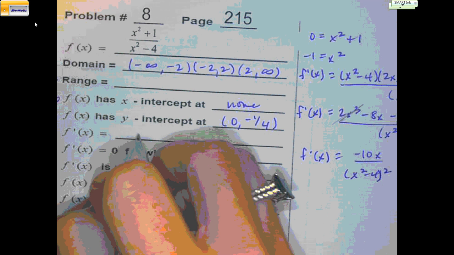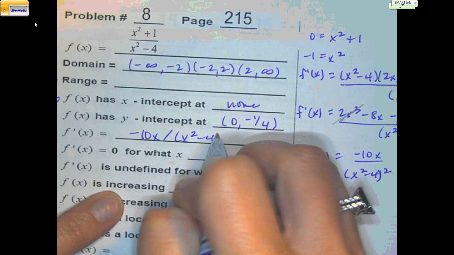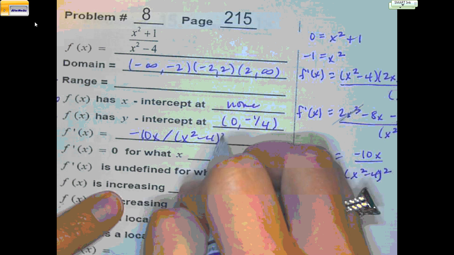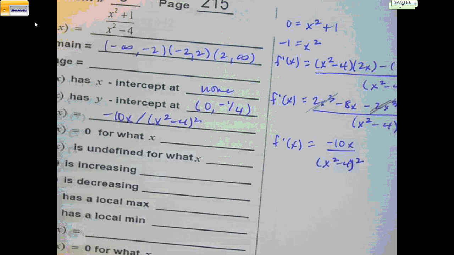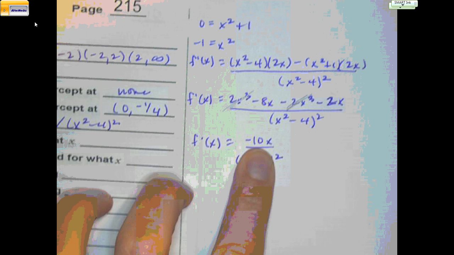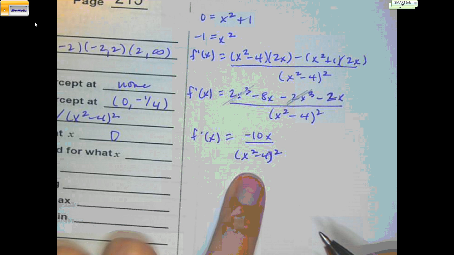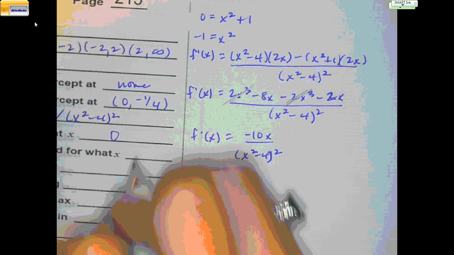So it looks like to me like we found our derivative. So we can write it in the blank. Negative 10x over x squared minus 4 the quantity squared. The derivative is 0 for what x? What's going to make the top a 0? 0. It's undefined for what x? What's going to make the bottom undefined? Positive and negative 2. Good job.